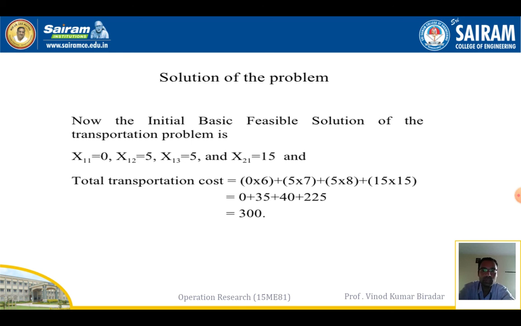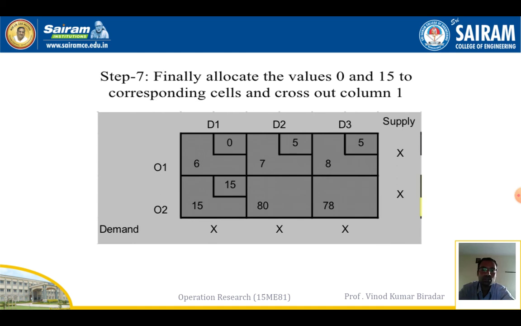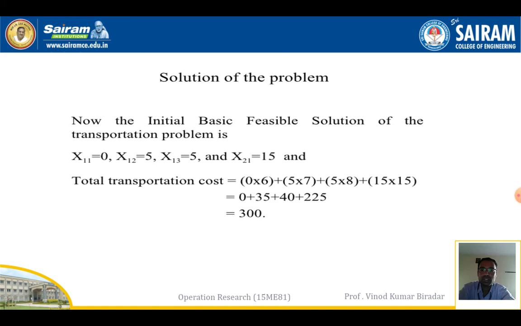Here I wrote it here. Now the initial basic feasible solution of the transportation problem is where you assign that, you write. Consider a matrix: this is 11, 12, 13, 21, 22, 23. So 11 is 0, 12 is 5 and 23 is 5, again 21 is 15. And the transportation cost is like that: you multiply 6 into 0, you will get 300.